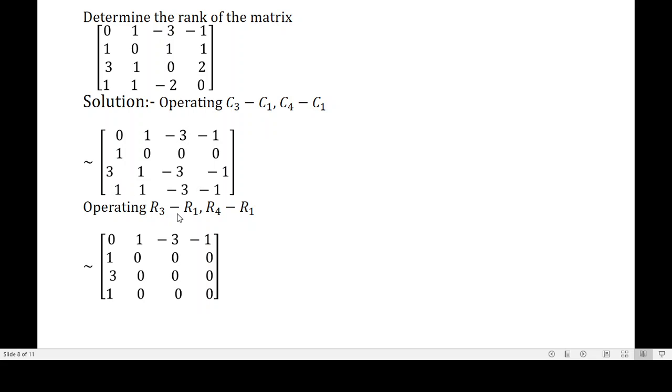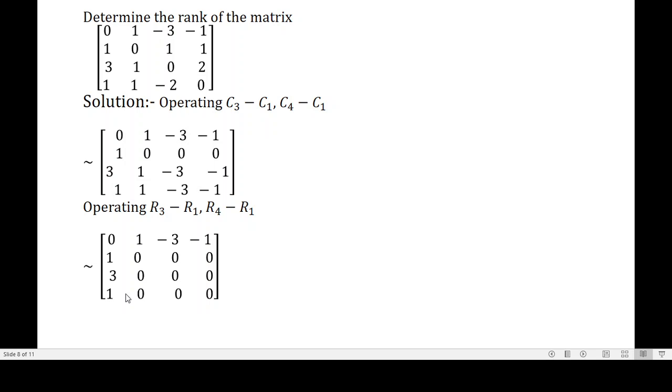The next row operation is R3 minus R1 which gives 3 minus 0 is 3. 1 minus 1 is 0. Minus 3 plus 3 is 0. Minus 1 plus 1 is 0. So this became 0. Next, when we do R4 minus R1, 1 minus 0 is 1. 1 minus 1 is 0. Minus 3 plus 3 is 0. Minus 1 plus 1 is 0. Okay. So this matrix is equivalent to the matrix 0 1 minus 3 minus 1 1 3 1.